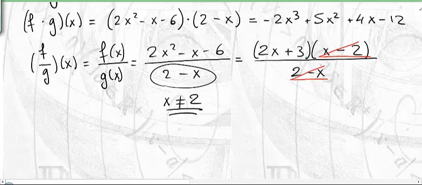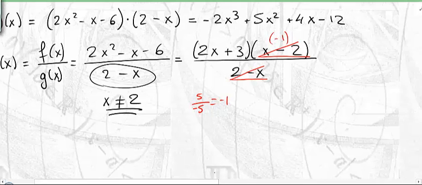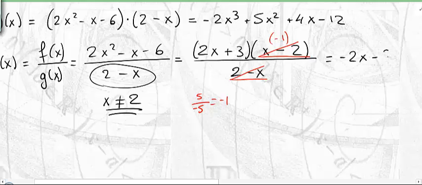What happens when you simplify a ratio of two opposites, like 5 over negative 5? What do you find? You find negative 1. So when you simplify this, you're going to have a negative 1. Therefore, the answer is negative 2x minus 3. Okay?